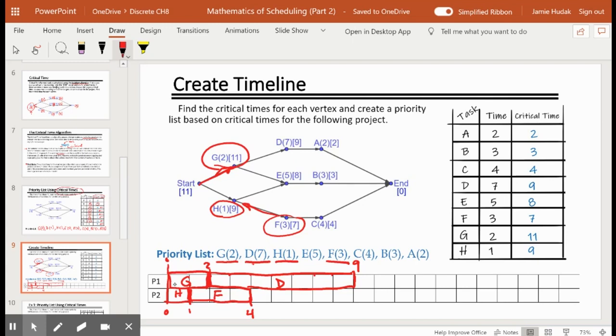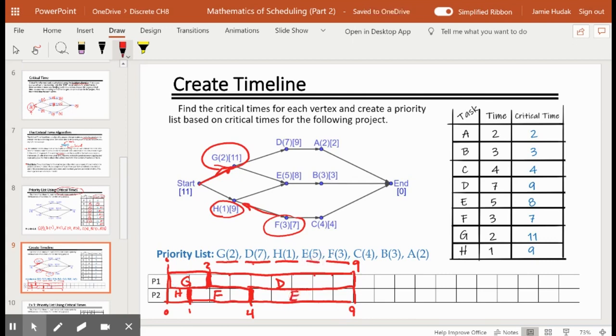Next on my list is E. E is waiting for G to finish. It's finished at this point. I'm looking at hour 4 or unit of time 4, and that's at the end of F. G is completed at that time. The other thing that E is waiting for is H. H was completed way earlier. Since they're both completed, I can schedule E here. E is 5 units of time. 4 plus 5 brings us to 9.